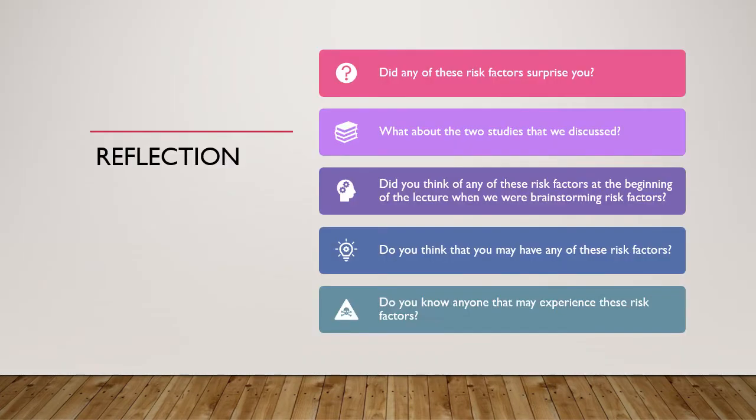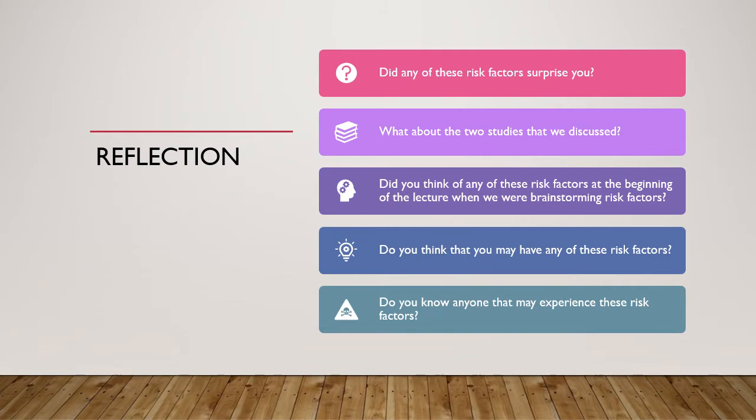Okay, let's take a moment to reflect on everything that we've just learned. Did any of these factors surprise you? There were some that may not have surprised you because we touched on some of these topics in prior lessons. What about the two studies that we discussed? Did you find either of these studies more interesting? We looked at the study that compared men's use and women's use. We also looked at a study that compared different racial backgrounds.